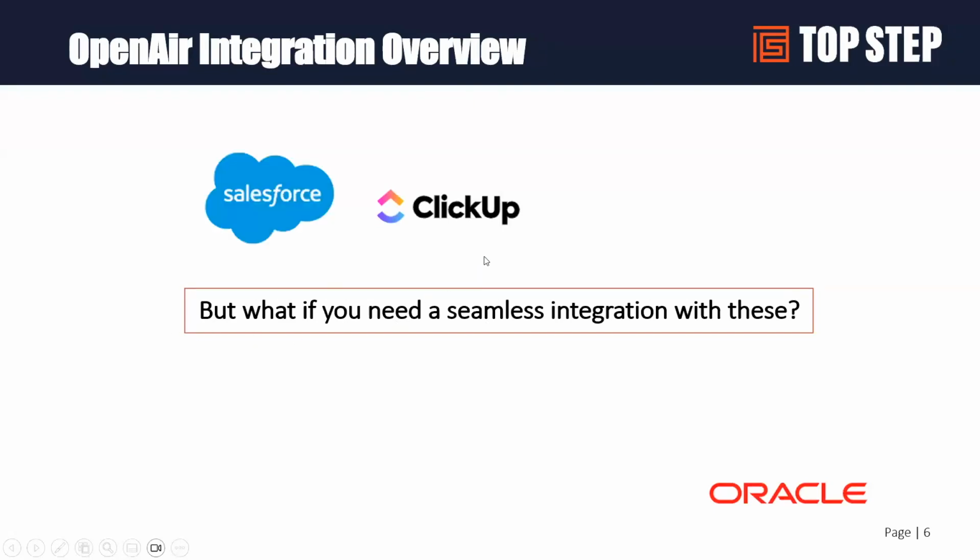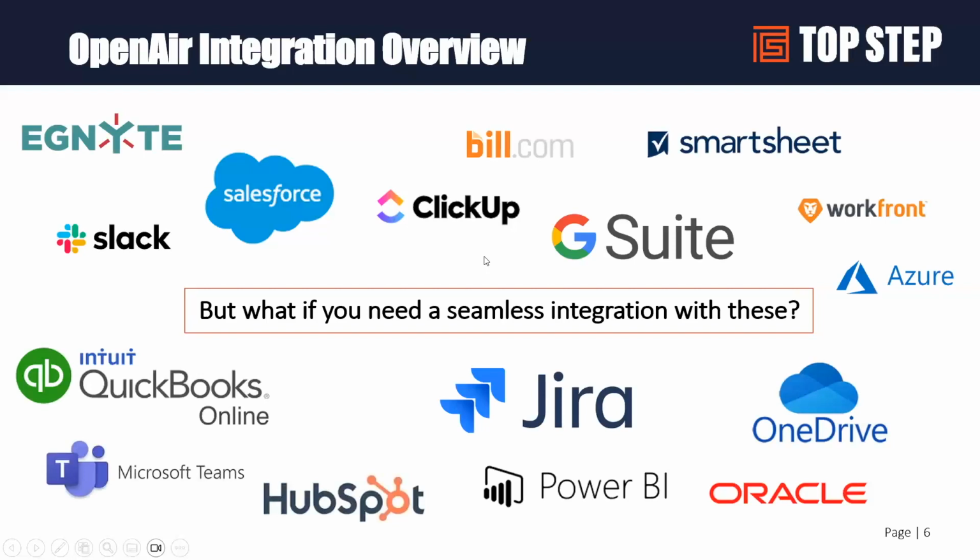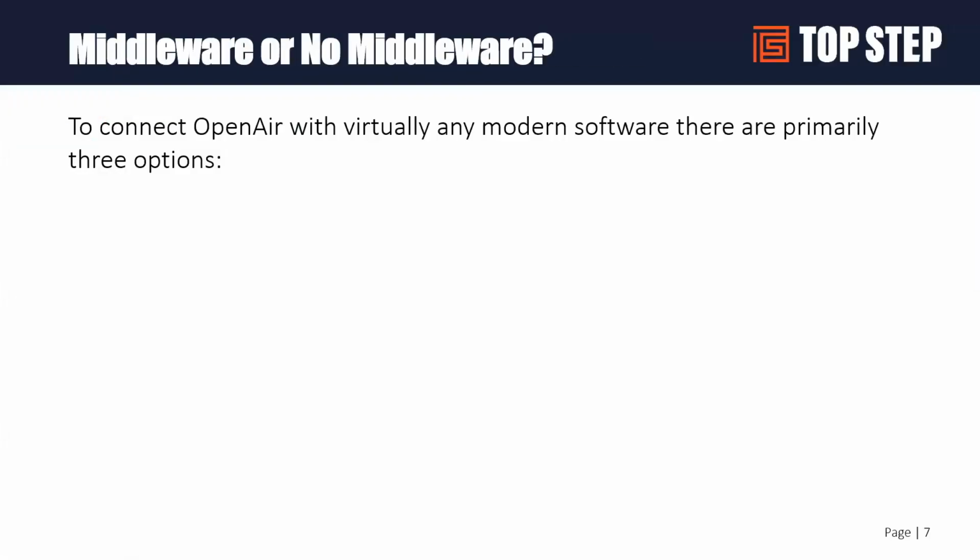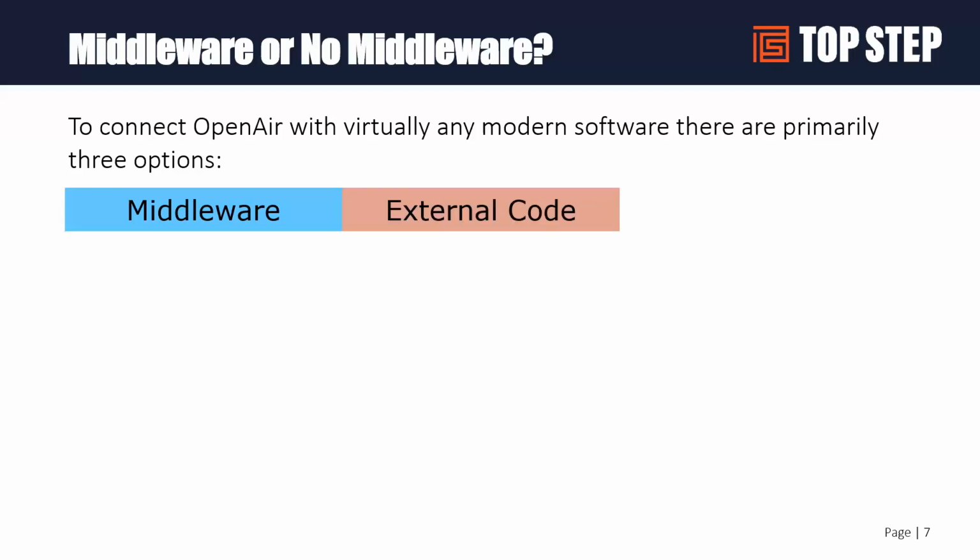What if you need an integration with these tools? This is where the scripting engine in OpenAir can be very valuable. There are primarily three options if you're going to connect with any of these tools or any quote unquote modern software. You have a middleware option, you have an external code option, you have an OpenAir scripting option. We're going to talk about what these are and what their pros and cons are.